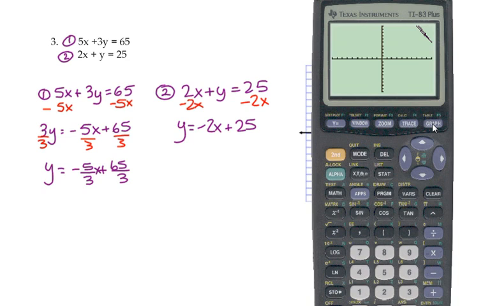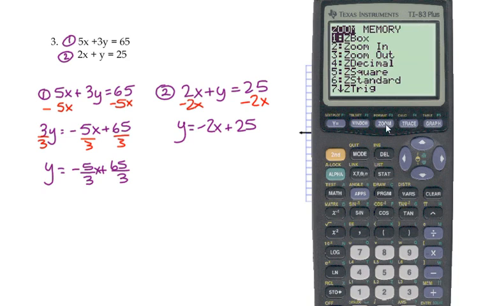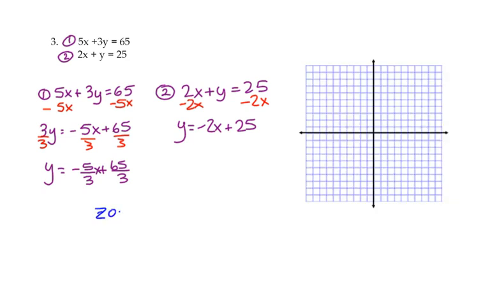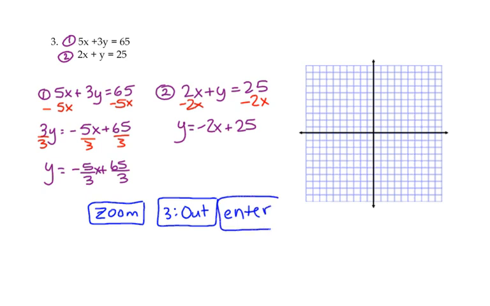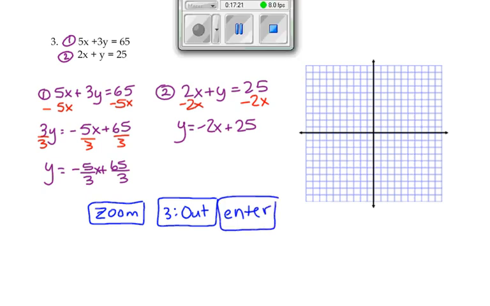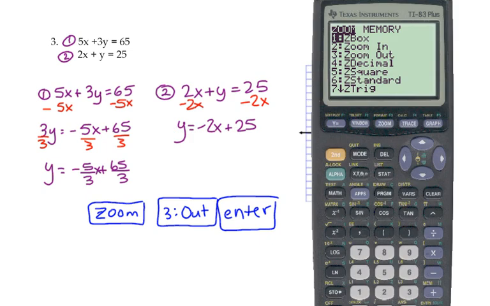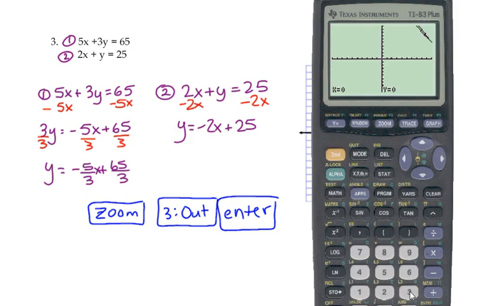Now, the easiest way to change the window is zooming out. If you push the zoom button, zoom 3 is how we zoom out. But we have to push enter as well. Zoom 3, enter. And you can keep pushing enter if you need to. So when you're dealing with problems where your window range is way out there, just zoom out. Now that gives us a little bit better view of our graph.